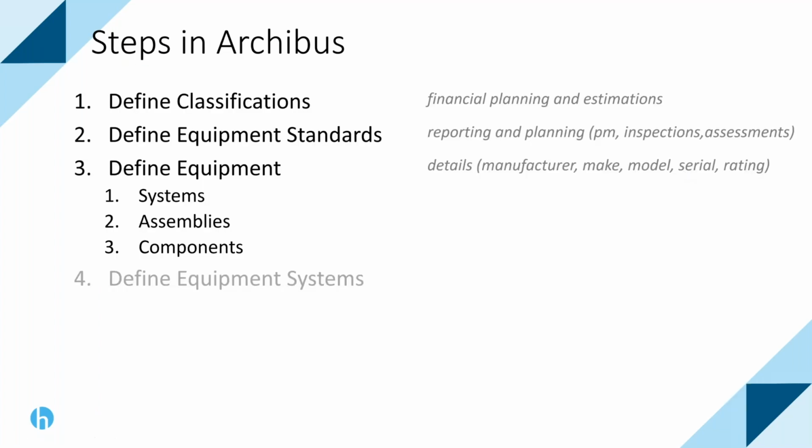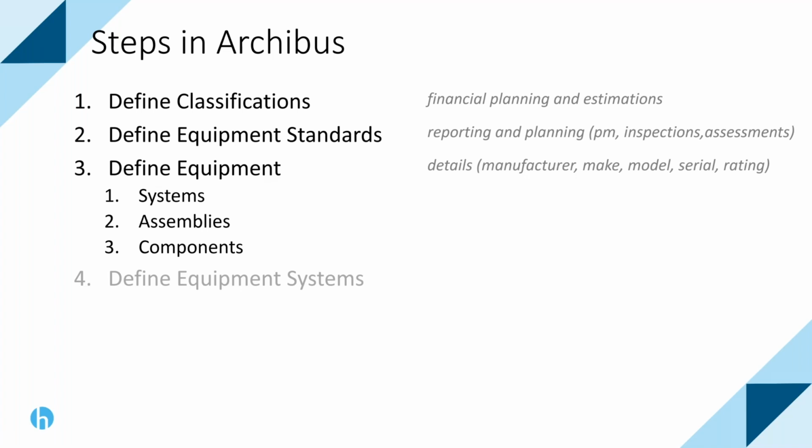So let's actually walk through what it takes to set up this kind of a system in Archibus, so that no matter who you are and what screen you're looking at, you'll be able to identify very quickly a group of equipment and find it easily. So again, we're going to look at three basic steps here: defining classifications for your equipment, defining equipment standards, defining equipment. Now, when I say equipment, I'm really talking about any asset at all.